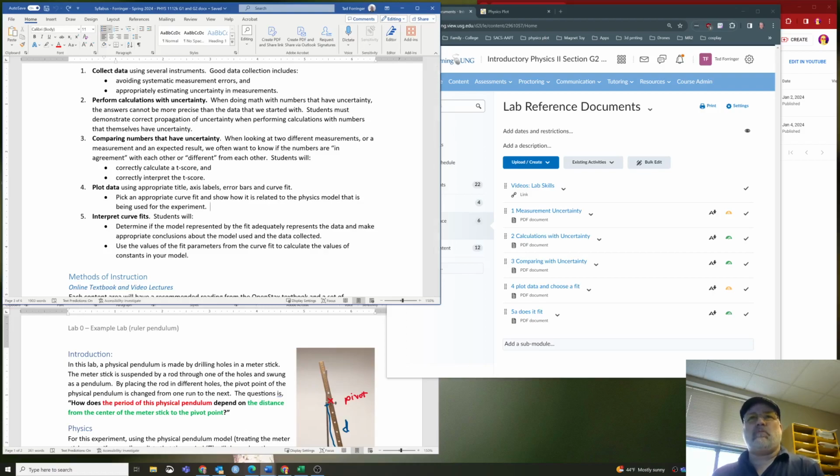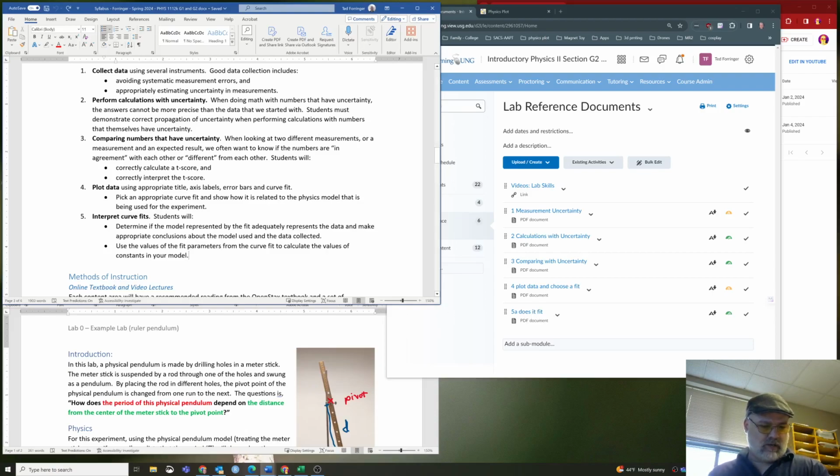And then interpreting curve fits. Determine if the model represented by the fit adequately represents the data, and use the values of the fit parameter to calculate something from your model. Again, these 2 are what this video is about. We do have some documents on D2L that should be helpful, but this is maybe the most complicated part of doing labs this semester.